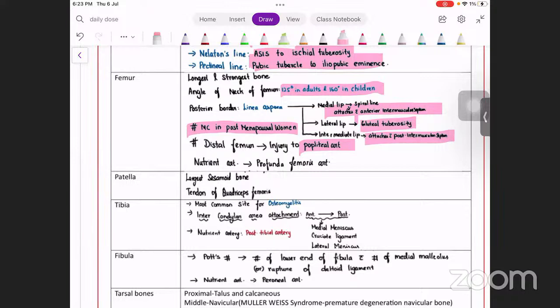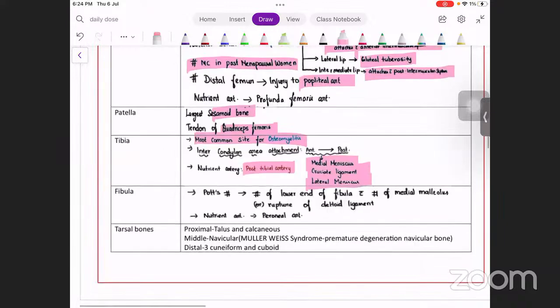And then you have the patella, which is the largest sesamoid bone, and the tendon of quadriceps femoris forms the patella. And then you have the tibia. The most common site for osteomyelitis is your tibia. The intercondylar area gives attachment to the medial meniscus, cruciate ligament, and then the lateral meniscus. The nutrient artery for the tibia is the posterior tibial artery. And for the fibula, you have a fracture at the lower end of the fibula, with involvement of the medial malleolus, and you may see rupture of the deltoid ligament.